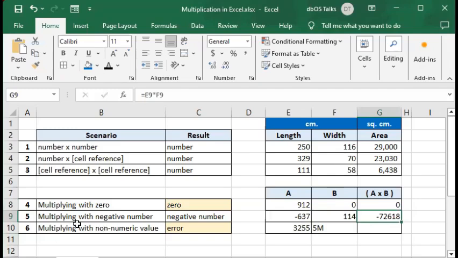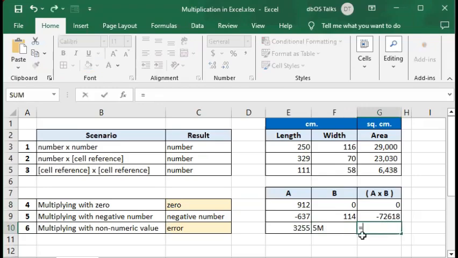The sixth scenario we'll be looking at is multiplying with a non-numeric value. Why am I showing this? Because just for us to know that this also will result in an error. It may be obvious to many, but it's good to know that it will not work no matter how hard you try. So in this example, I'll be trying to multiply a numeric value 3255 by a non-numeric value. In fact, it's alphanumeric. It may have a number in there, 5, but it's also alphanumeric.